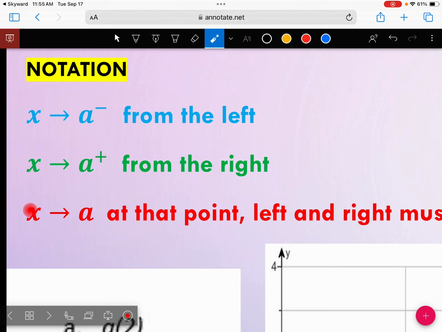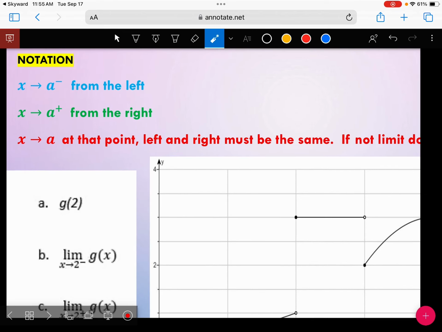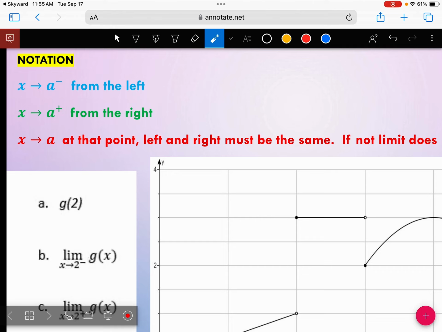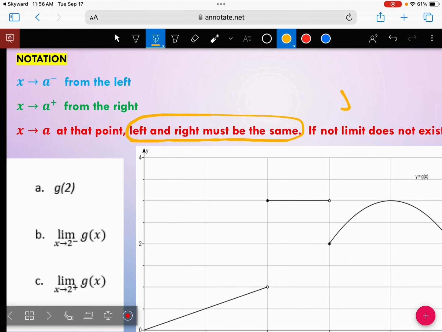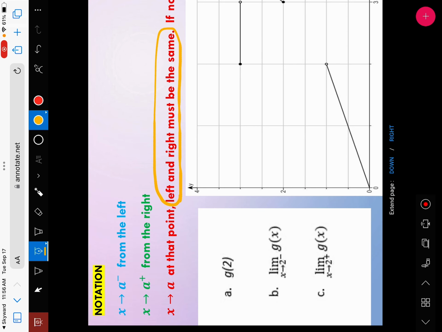And then when it says as x approaches a, that means at the point. All right, so at the point, which means in order for you to have a limit at that point, the left and right must be the same. If not, it does not exist. And again, a jump and an infinite does not exist. All right, so I'll give you a minute and then we're going to start looking at several graphs and determining the limit. No calculator needed. It's just looking at the graph.